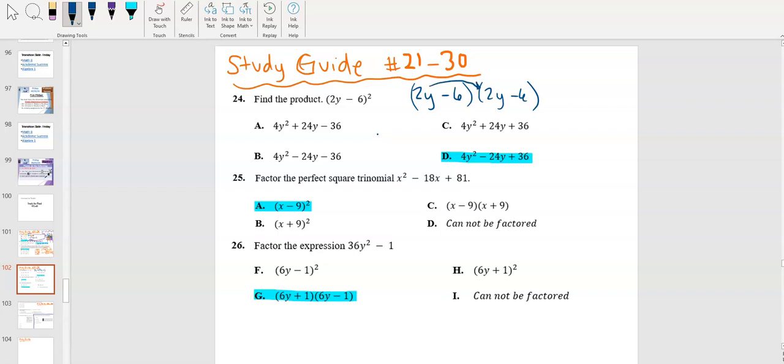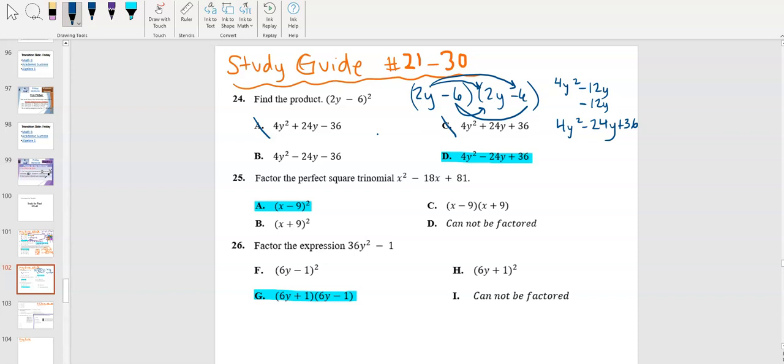So 2y times 2y is 4y squared. So all of them have 4y squared. 2y times negative 6 is negative 12y, and that's going to be doubled because remember 6 times 2y is negative 12y as well. So we're going to have 4y squared minus 24y. Again, this is plus 24, so I now know it's just between B and D. And then I'm going to do negative 6 times negative 6, which is positive 36. So our answer is D.